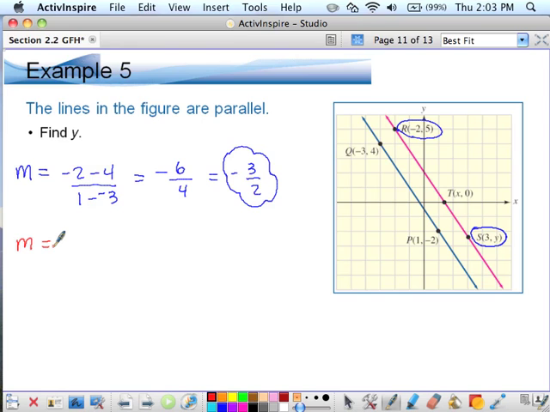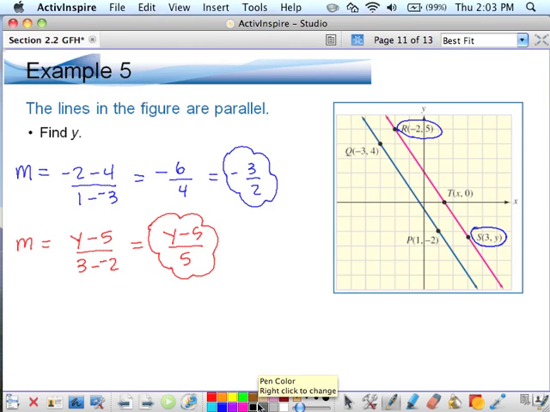So the second y value is actually unknown. It's y. So we're going to say y minus the first one, which is 5, over the second x, which is 3, minus -2, which equals y minus 5 all over +5. So that's all I know right now about the slope of the red line. It still has a variable in it. However, I know that the blue and red slopes have to be equal because those lines are parallel. So algebraically, I can just set those two quantities equal to each other. Y minus 5 over 5 equals negative 3 over 2.